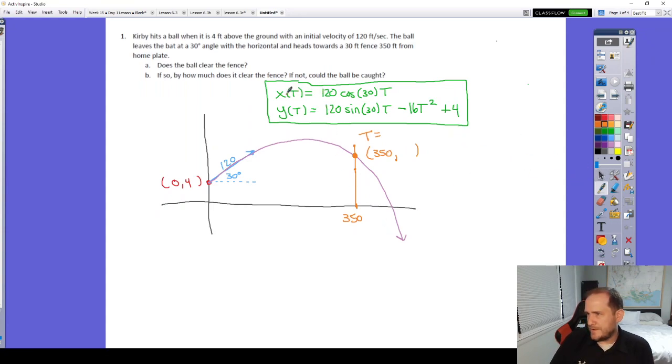So there. So how do I do it? Well, it's not that hard. You go grab your x equation. Since x of t is 120 times the cosine of 30 times t, we know that we want the distance traveled horizontally to be 350. So to solve for t, you're just going to divide by this coefficient. So you'll go 350 divided by 120 cosine 30. And we can do that in the calculator.